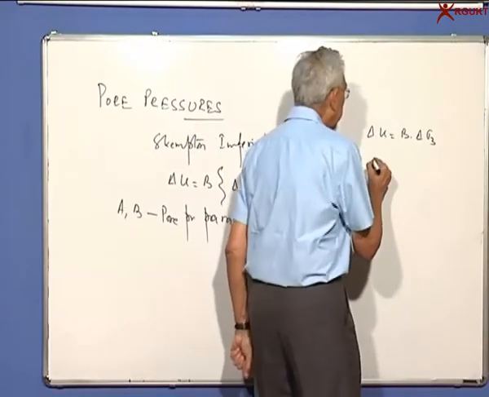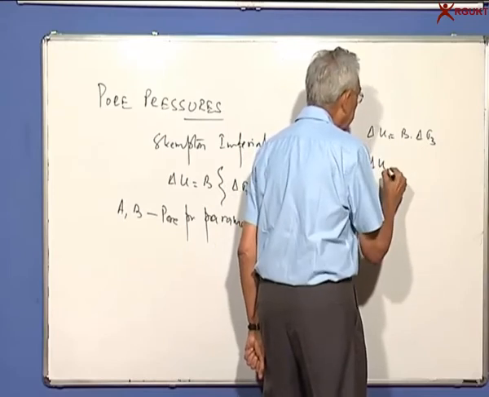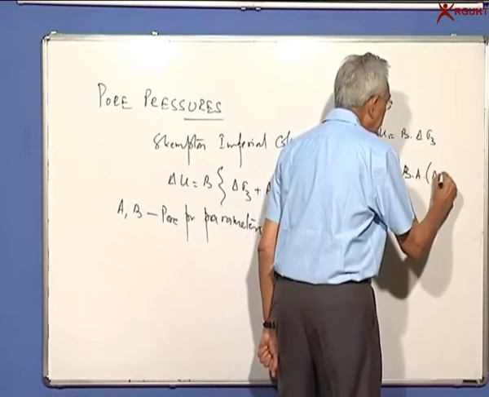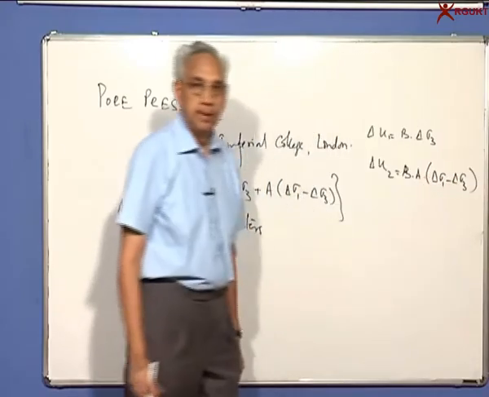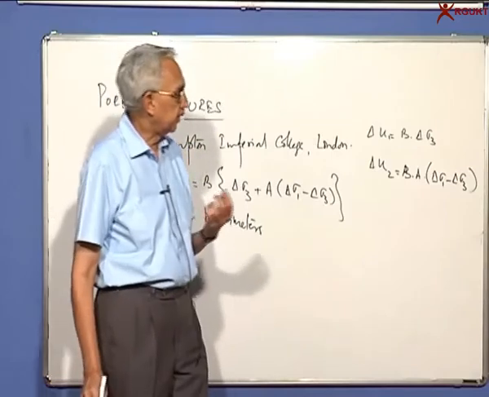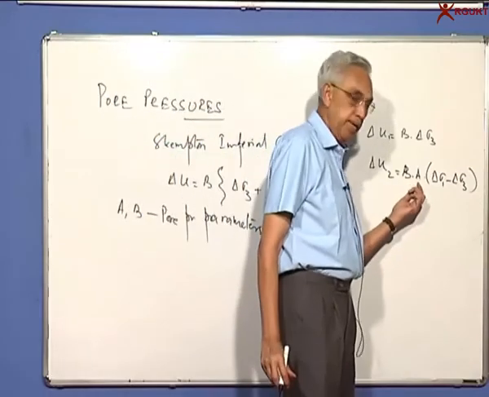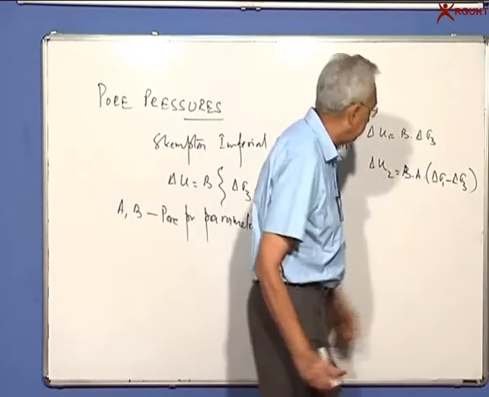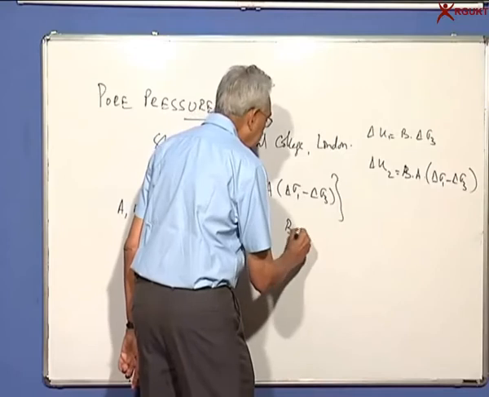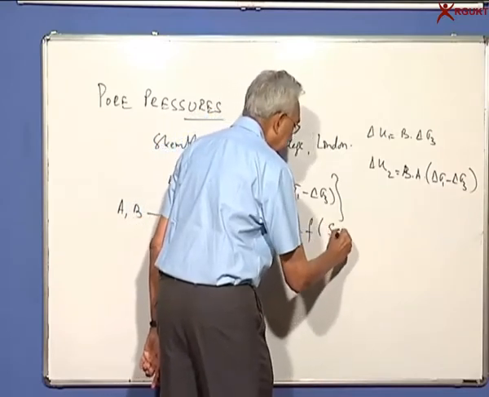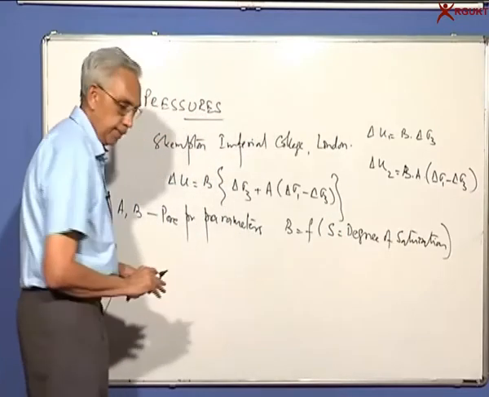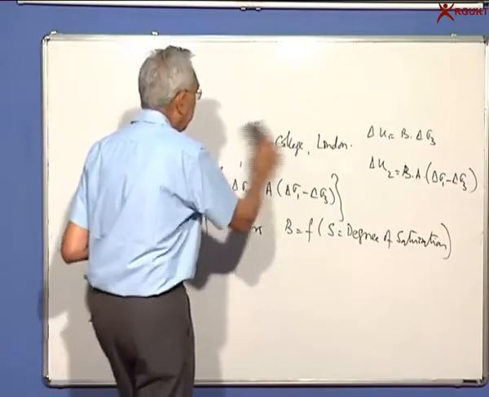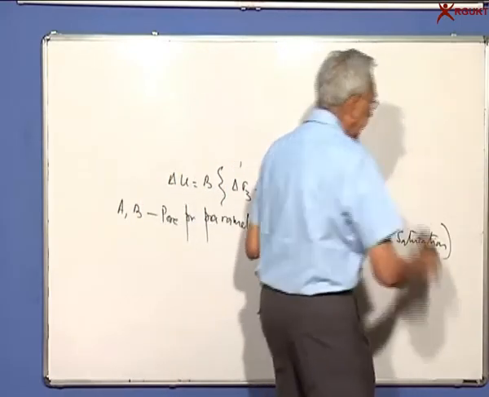If you want to estimate the pore pressure, let's say I call it 1 and 2, it is B into A into the deviatoric stress. The pore pressure due to the deviatoric stress is a product of B into A and the deviatoric stress itself. Now this parameter B is a function of degree of saturation. And if I plot B versus degree of saturation, we get a very interesting relationship.